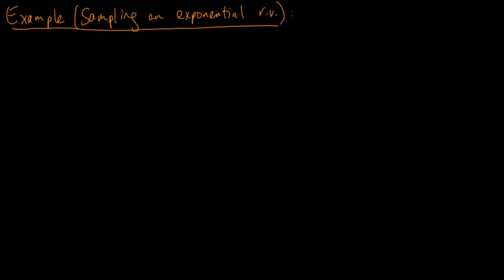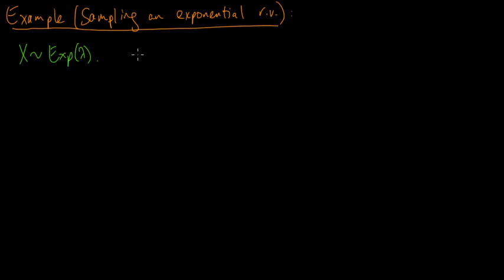We were just talking about the Smirnov transformation for sampling from random variables on the real line. And now we're going to take a look at an example of how to apply the Smirnov transformation, and we'll try sampling from an exponential random variable. So let's let x be an exponential random variable with parameter lambda.